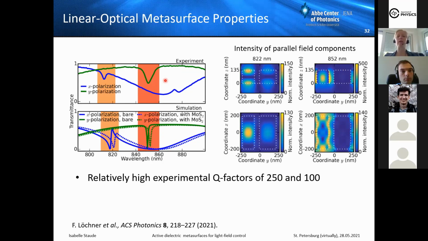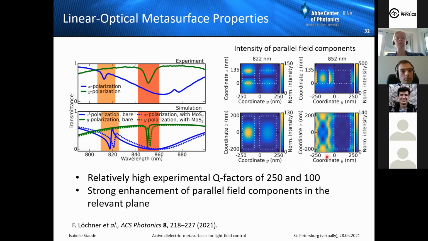What really matters now for the second harmonic generation is the intensity enhancement for the parallel field components in the monolayer plane. Here I show a cut through the structure in the YZ direction, so laterally, and what matters maybe more is the one here at the bottom, which is a cut in the XY direction in the plane where the monolayer is situated. As I said, we look at the parallel field components of the pump that generate the second harmonic. So we can see here a strong enhancement of the parallel field components in the relevant plane, and this is for these two resonances that are shown here.